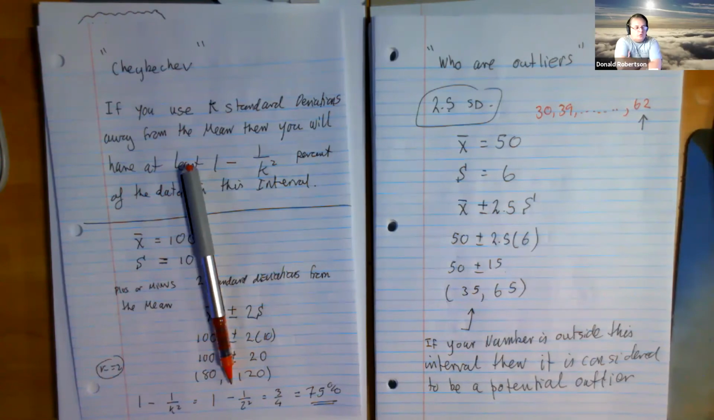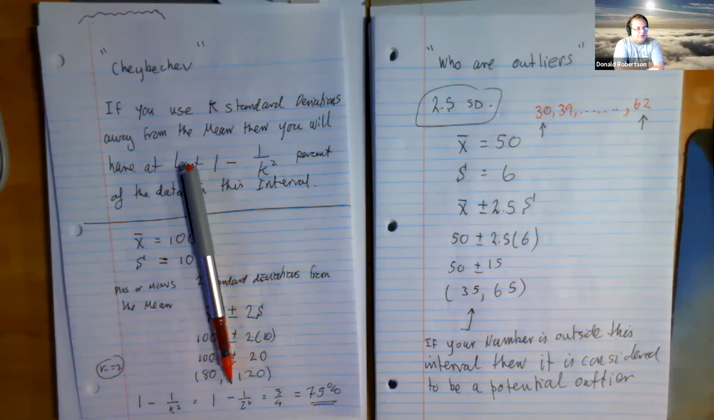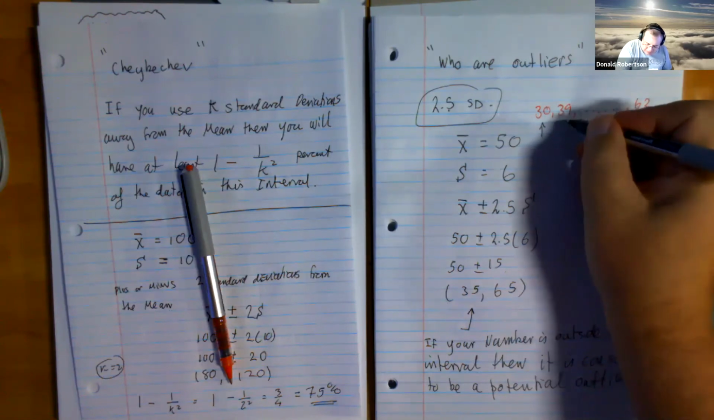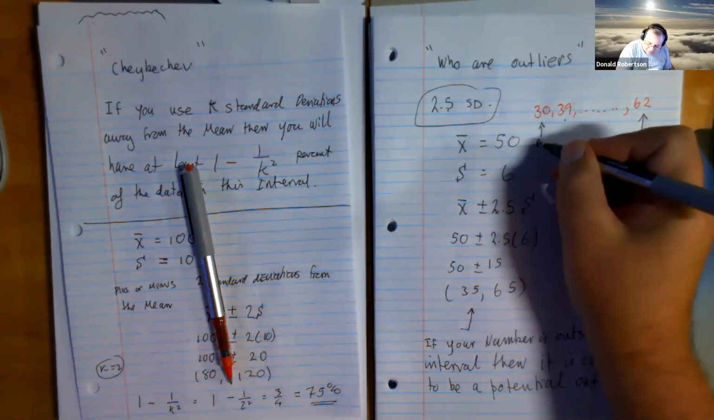Is 62 going to be an outlier according to the 2.5 test? Nope. Is 30 going to be a potential outlier? Yes. Even although it looks pretty close to 39, it's still considered an outlier, because if you do not have a lot of spread, couldn't something that's 7 away be pretty unusual? Right? If all your numbers are all stuck together. So this guy is a potential outlier.